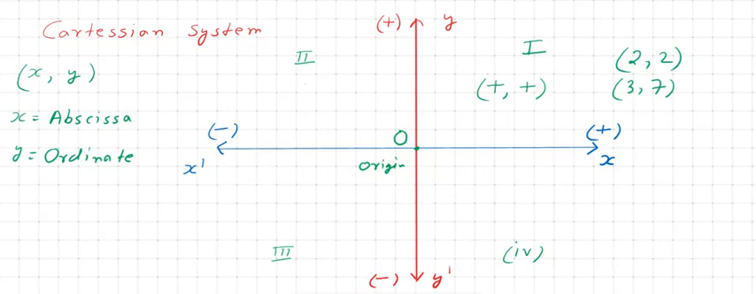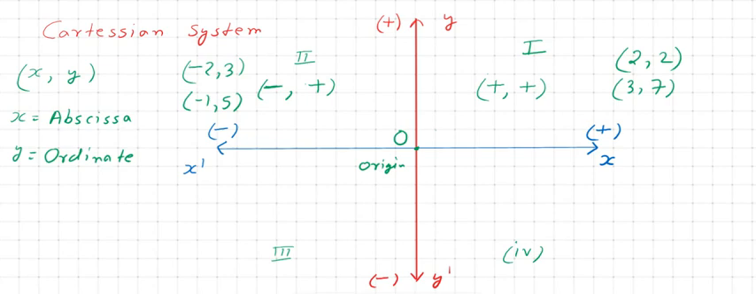In the second quadrant, x is negative, so first we will write a negative sign. Y is positive, so we write a positive sign. Numbers like -2 comma 3, or we can take an example -1 comma 5, any number in this form, where abscissa is negative and ordinate is positive, will come in the second quadrant.